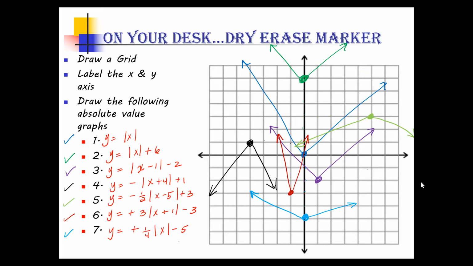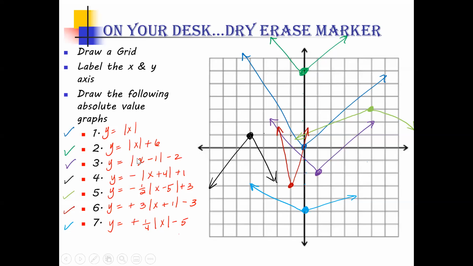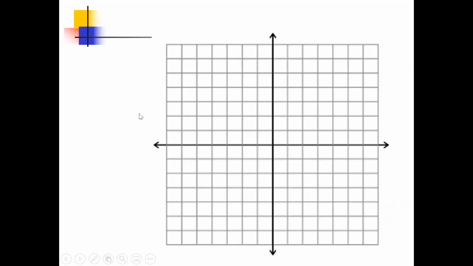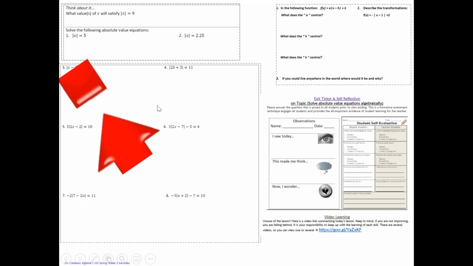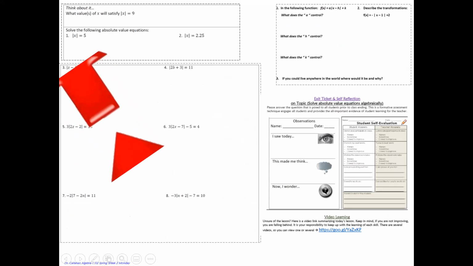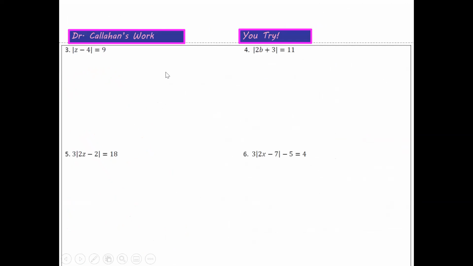So pause the video and make sure you have this. All right, you guys, let's go on to the next part. So I'm going to have you guys turn over to this page right here. So it's on the left side. I'm going to go over the following, okay?